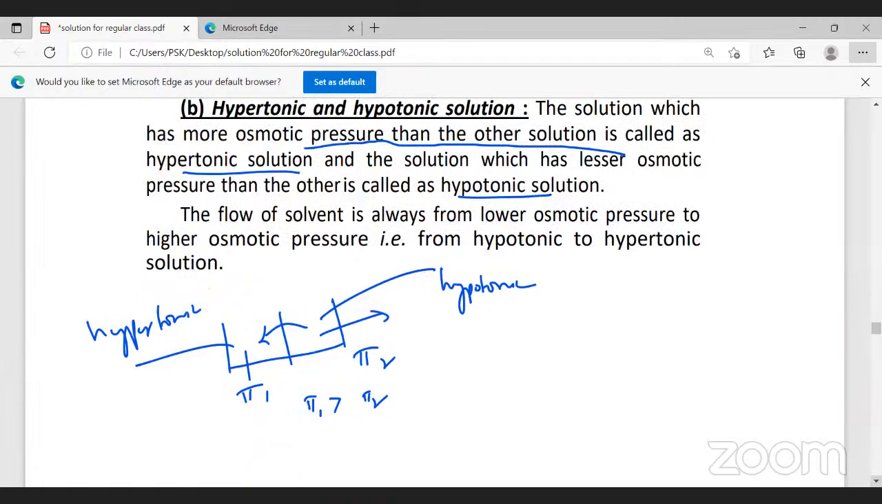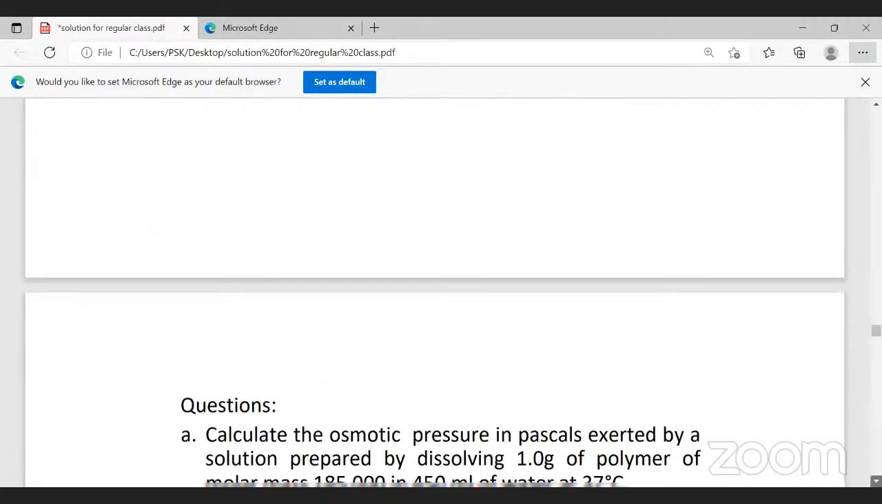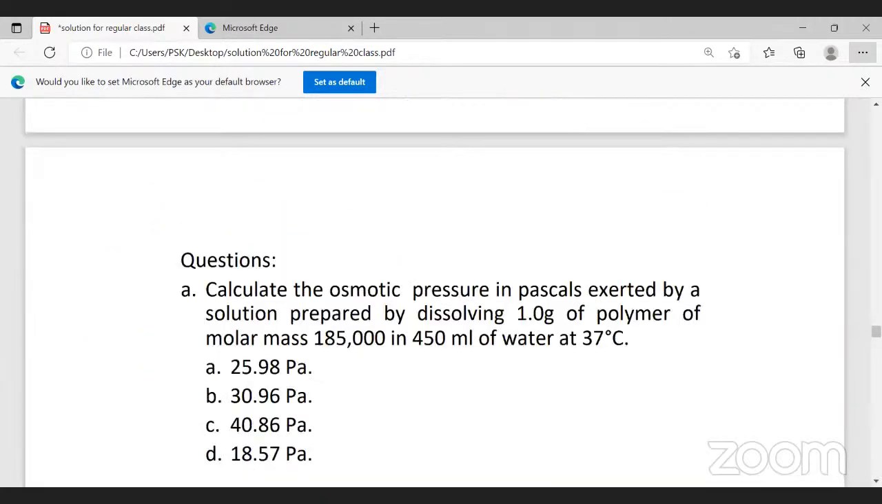So if that's the case, we will try to work out some problems based on osmotic pressure. We'll have to learn the laws of osmotic pressure, that is Van 't Hoff's law. We will learn Van 't Hoff's law a little later. We will try to solve a few problems based on osmotic pressure. Now, the first one is calculate the osmotic pressure in pascals. Pascal is one of the units of expressing pressure.